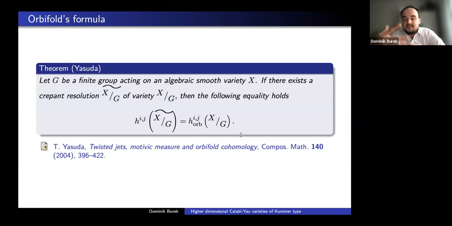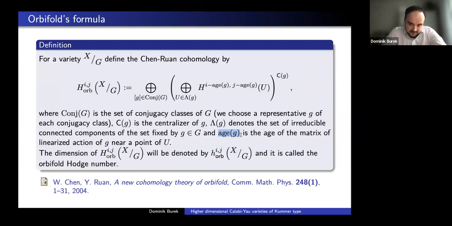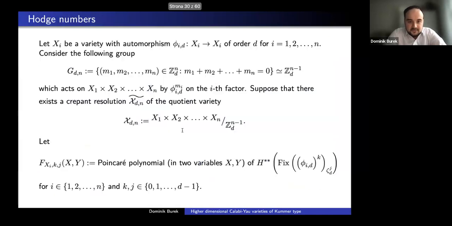So I need the knowledge about the existence of a crepant resolution. And then using that formula, I can compute these numbers. Of course, this formula is very complicated, but the advantage of this approach is that I don't need to dig into the complicated resolution process of the variety.